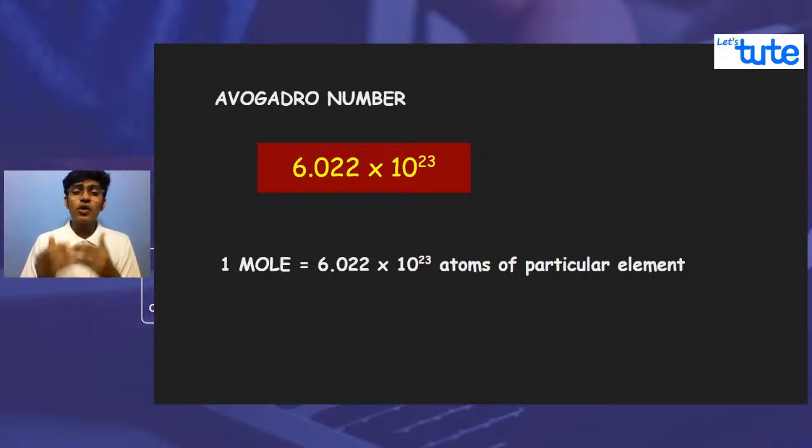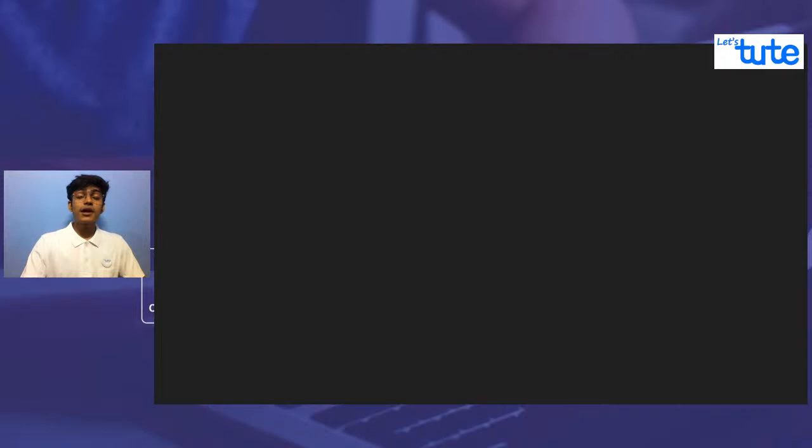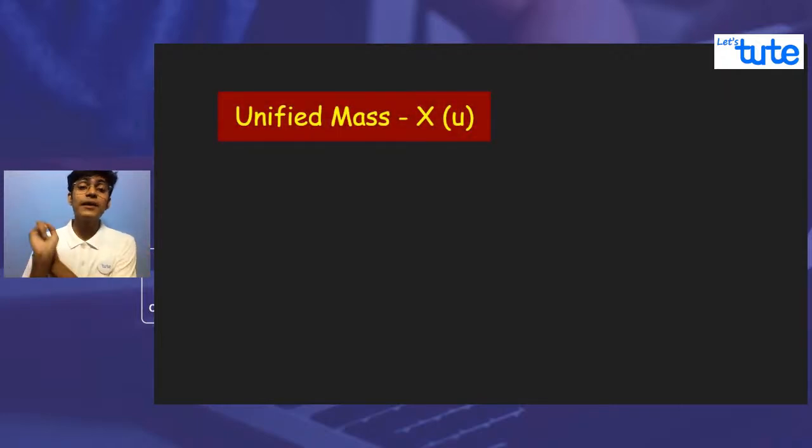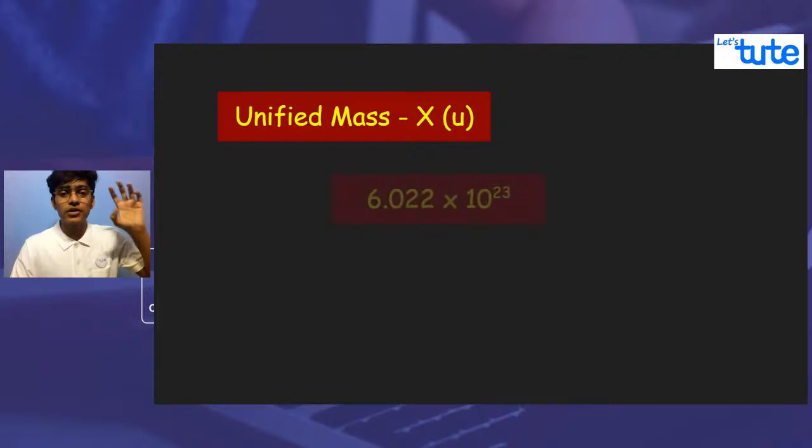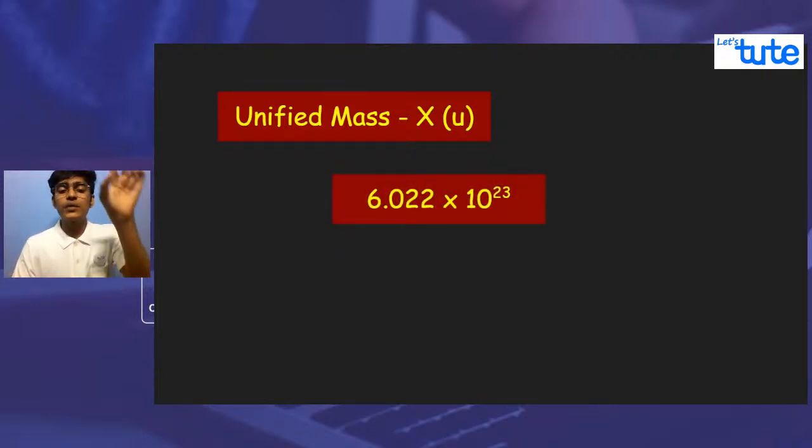Okay, so let us try to understand more characteristics of the mole. A very interesting thing about the mole is this. Listen carefully. If I know the unified mass of a particular element, the atomic mass, then 1 mole of that element will be equal to the atomic mass in grams. Now, what did I just say? I have 6.022 into 10 raised to 23 atoms of that particular element, and that is nothing but 1 mole of that element. So what will be the weight of that particular mole?